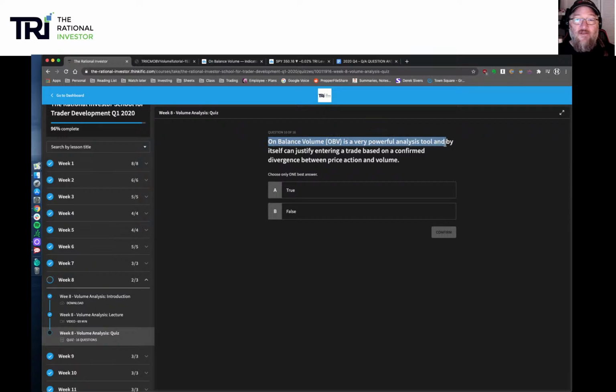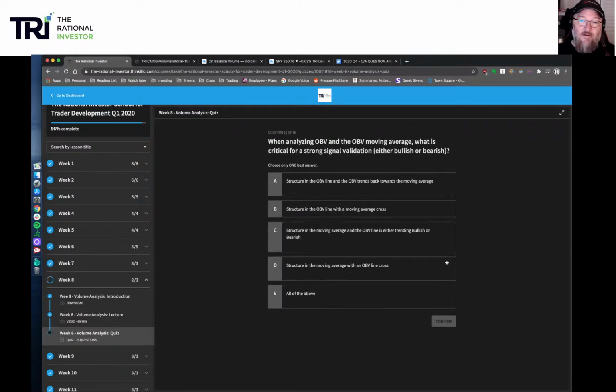On balance volume is a very powerful analysis tool and can by itself justify entering a trade based on confirmed divergence between price action and volume. No. No single thing is going to be enough to get us in on a trade. It's absolutely critical that we become comfortable with that idea, that we need to have multiple reasons for our trade. We have to be in a good location. That's huge. We've got to have our momentum indication in place, and then we've got to have our market structure.